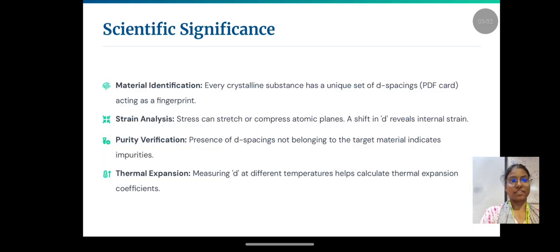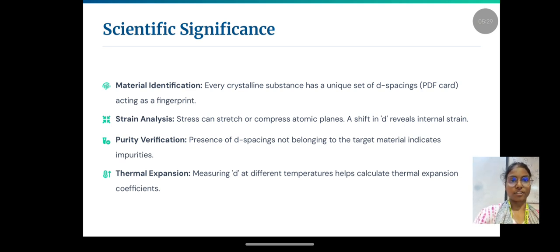Scientific significance. Material identification: every crystalline substance has a unique set of d spacings, as in a PDF card, acting as a fingerprint. Strain analysis: stress can stretch or compress atomic planes, and a shift in d reveals internal strain.